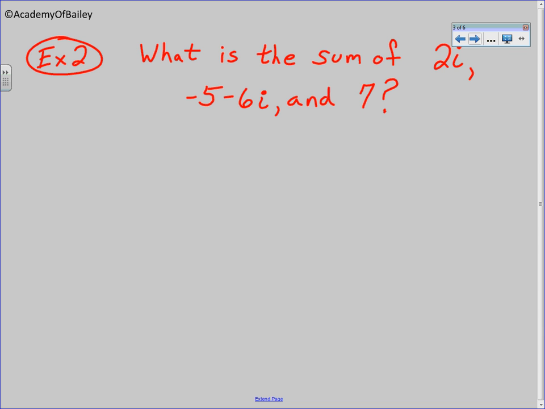Same thing here. Example number 2 says, what is the sum? We know that sum means addition. So what is the sum of 2i? Well, remember 2i is a complex number in standard form. It would just be 0 plus 2i. The next complex number is negative 5 minus 6i, and then the last one is 7.